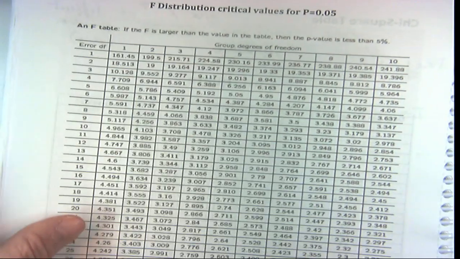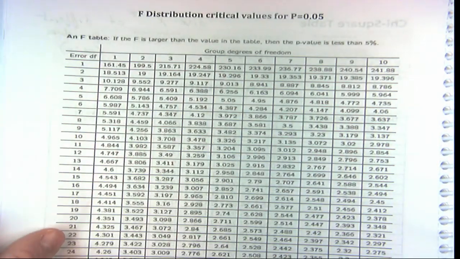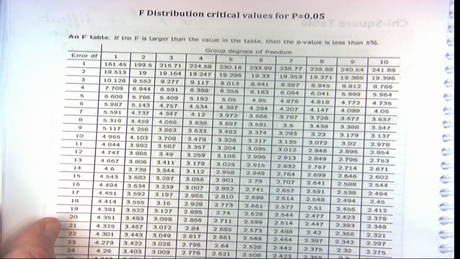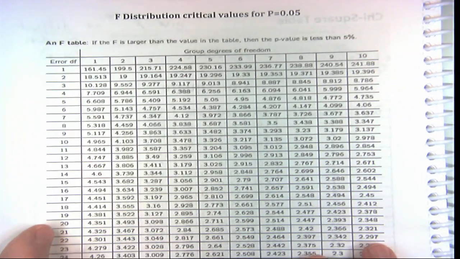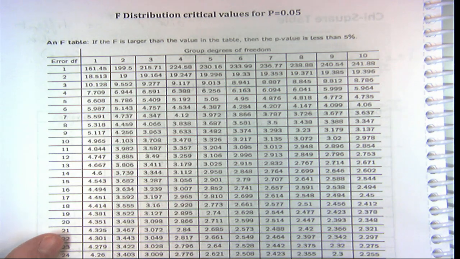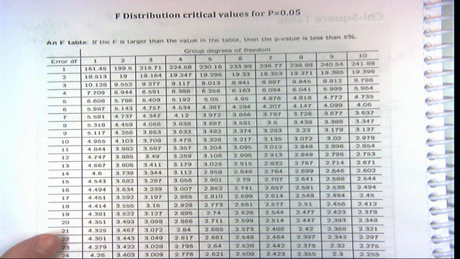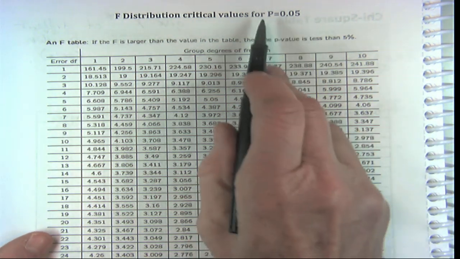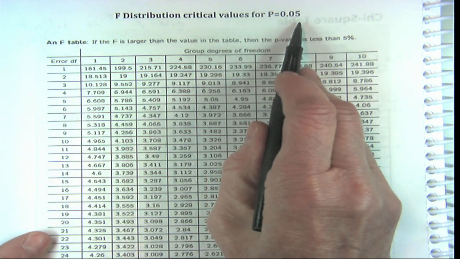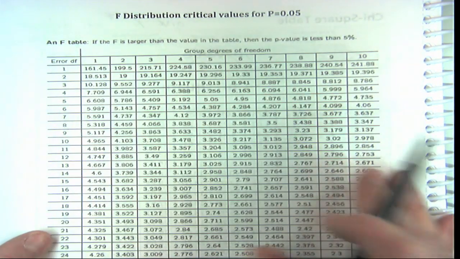Okay, so you see these F tables are kind of complicated to look at because they have two sets of degrees of freedom. So I'm on page 237 in your book. You might want to go to page 237 and then you'll see what to do here. These are for alpha equals 0.05, just for 5%.